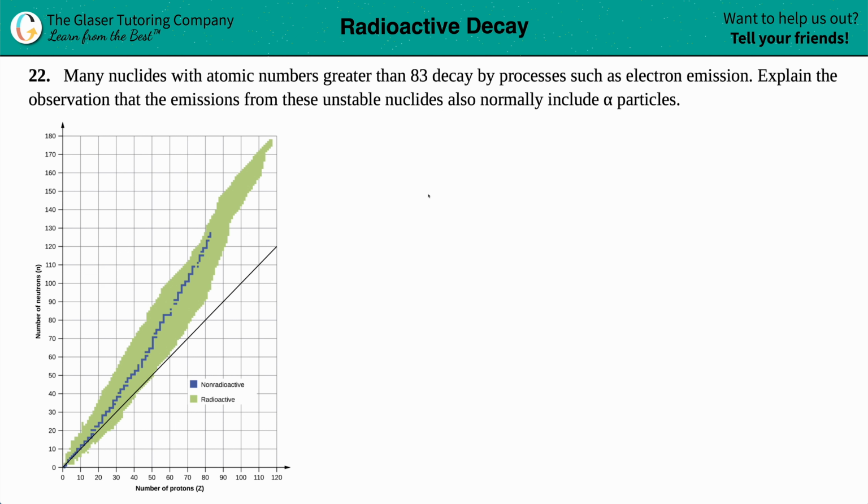Number 22. Many nuclides with atomic numbers greater than 83 decay by processes such as electron emission. Explain the observation that the emissions from these unstable nuclides also normally indicate or include alpha particles. Okay, so we're talking about nuclides with atomic numbers greater than 83. So we're only working with a select few isotopes here, right?